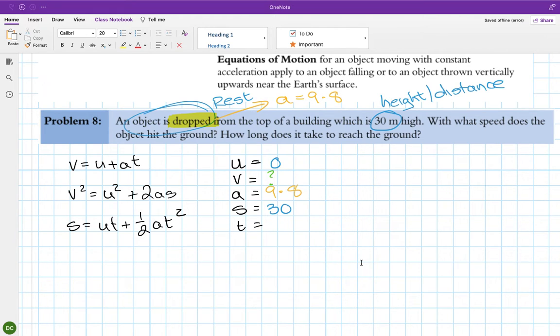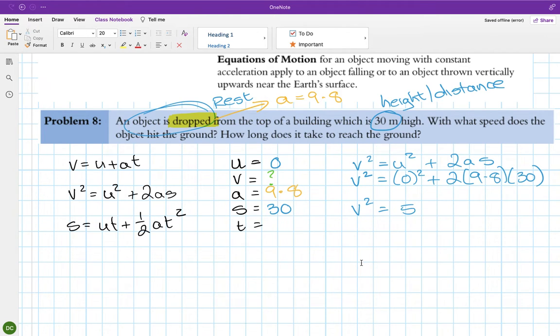Okay, so you pick your formula that's going to work. And for u, v, a, and s, it's going to be the second one. So v squared equals u squared plus 2as. v we don't know, so leave it as v. u is 0. 2 is 2. a is 9.8 and s is 30. There's no rearranging required because the v is already isolated, so I can just type the right hand side into my calculator and I get 588.